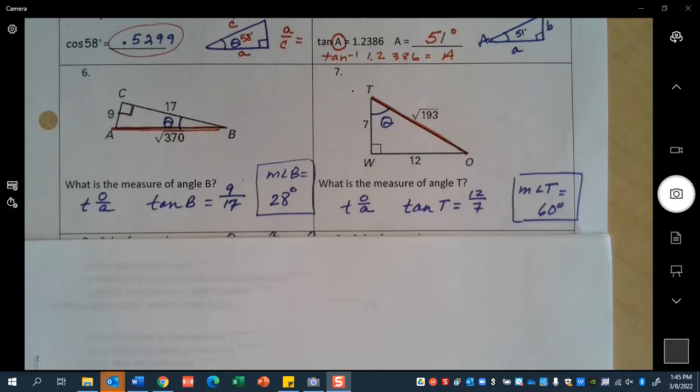Your opposite and your adjacent. So each of those ratios are different combinations of proportions or fractions I can make using my side lengths.